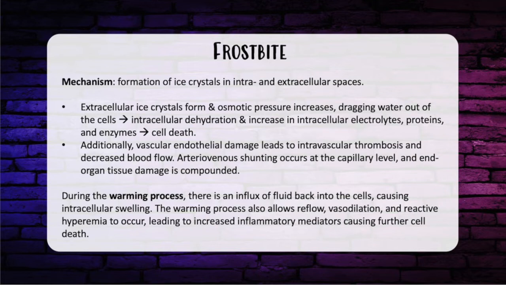Additionally, there is a vascular endothelial damage component to this. This leads to intravascular thrombosis and decreased blood flow. When you have this, you end up having some AV shunting, or arteriovenous shunting, at the capillary level, which leads to end organ tissue damage because you're not actually delivering the oxygenated blood to the end organs.